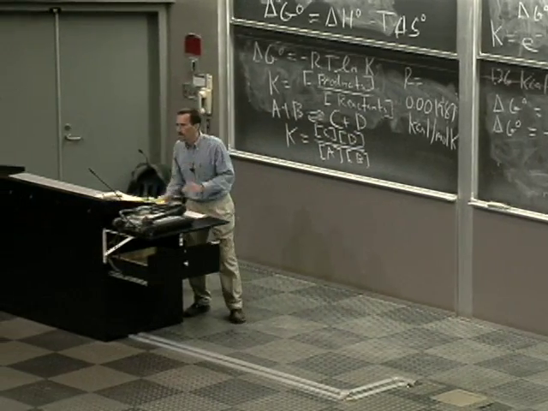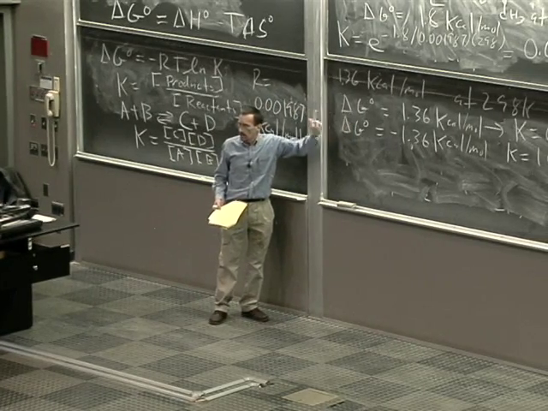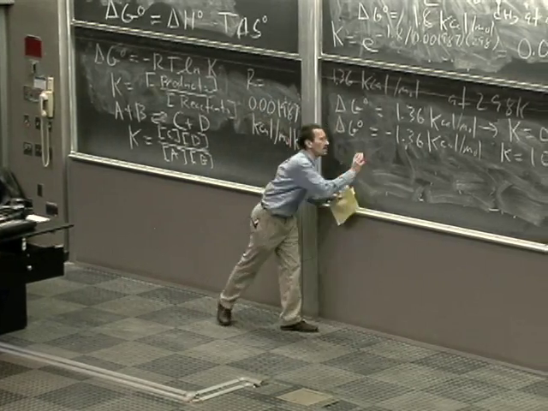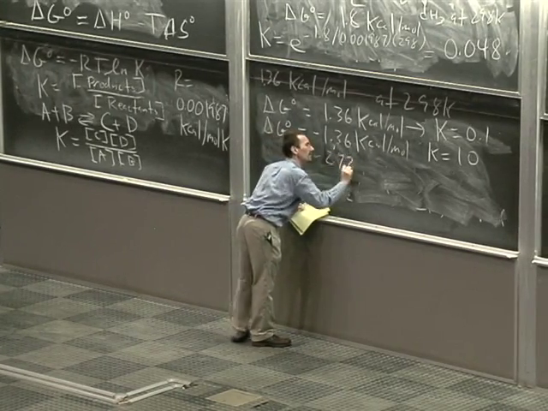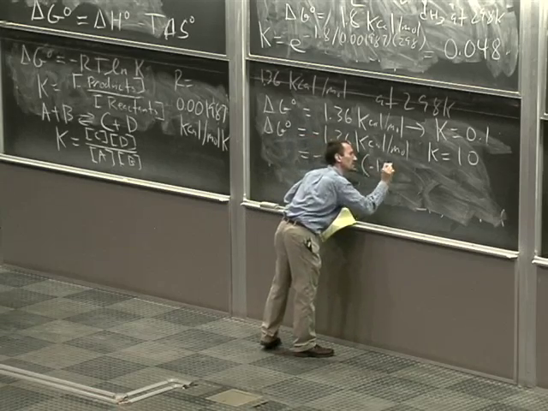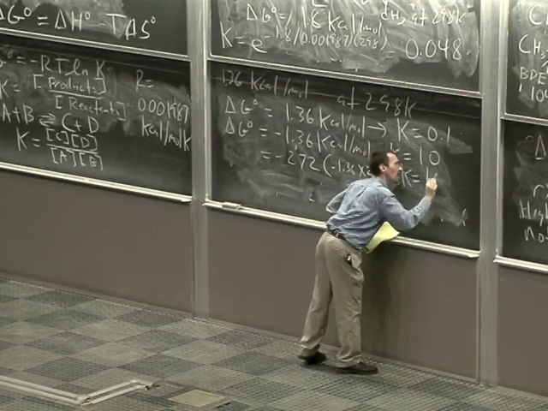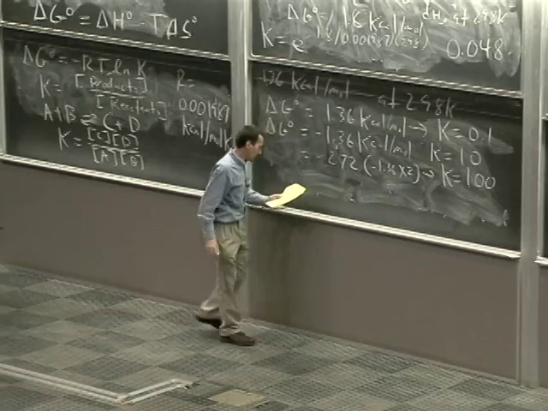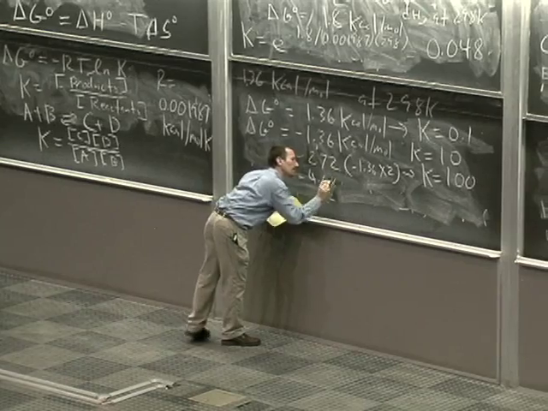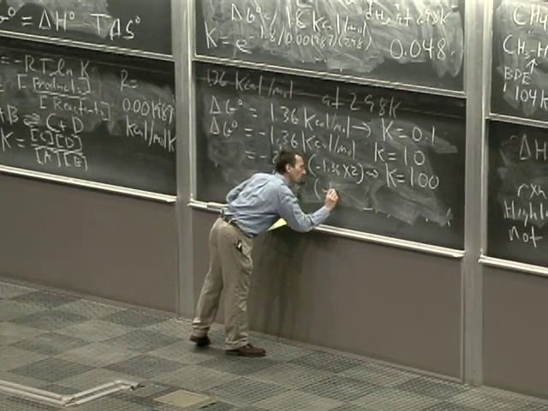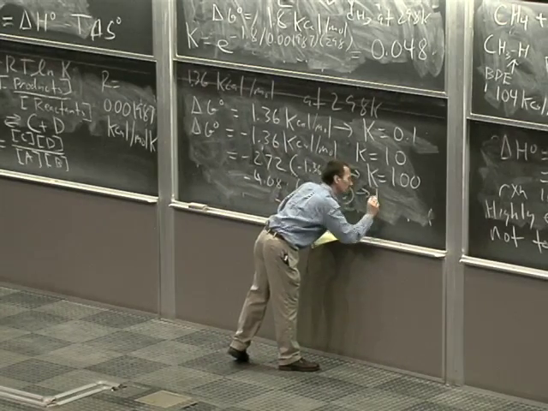And the beauty of exponents and logarithms is now if you double that, your equilibrium constant is going to be 100. In other words, if it's negative 2.72, I've just taken negative 1.36 times 2, that's going to lead to K equals 100. And if our value is negative 4.08 kilocalories per mole, that's just negative 1.36 times 3, that's going to lead to K equals 1,000.